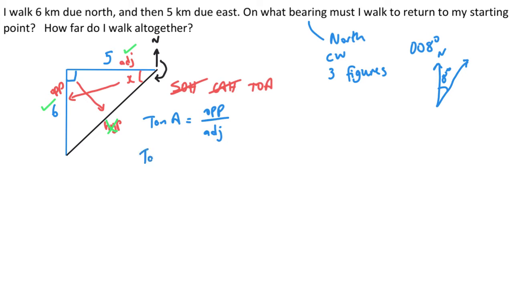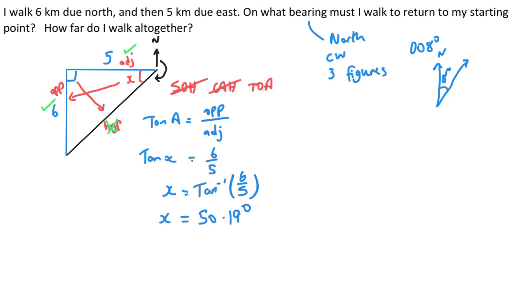So that's the tan of X is equal to 6 over 5. We can't divide by tan, we need to do the inverse tan. So X equals tan to the -1, so that's second function or shift on your calculator. And we get an angle of 50.19 degrees.